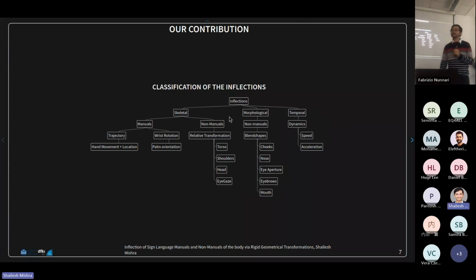Question. So there is no inflection on finger? Yes, right now we don't have that one. So is it or is it not? No, we don't have that one. Does it exist or not? Yes, it exists.